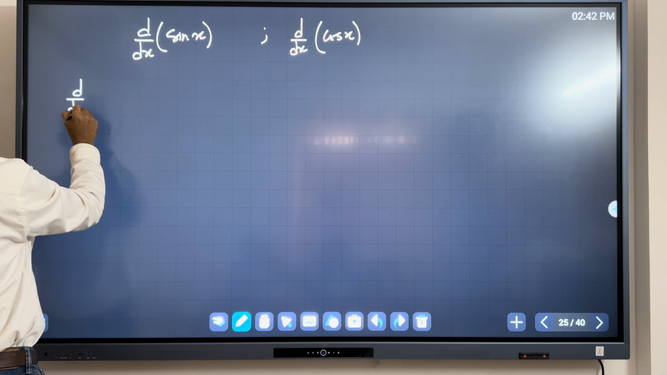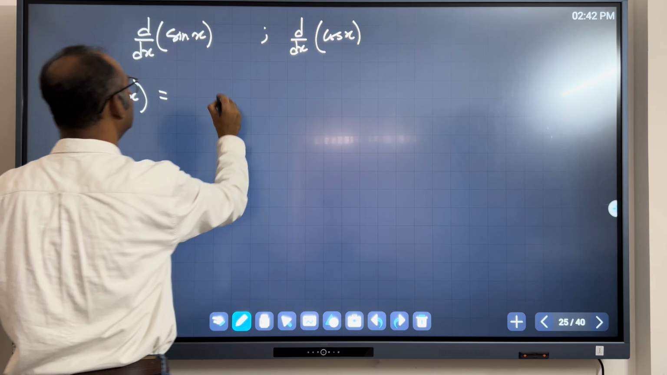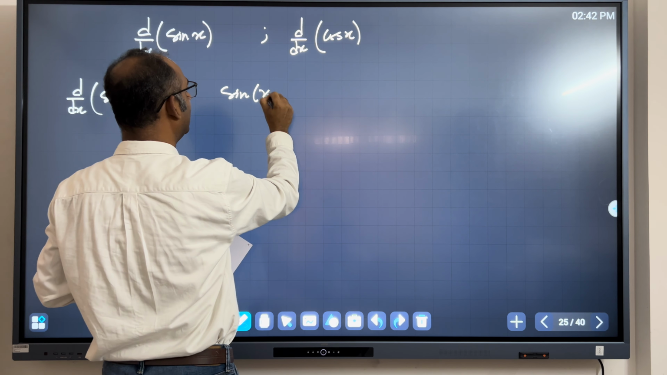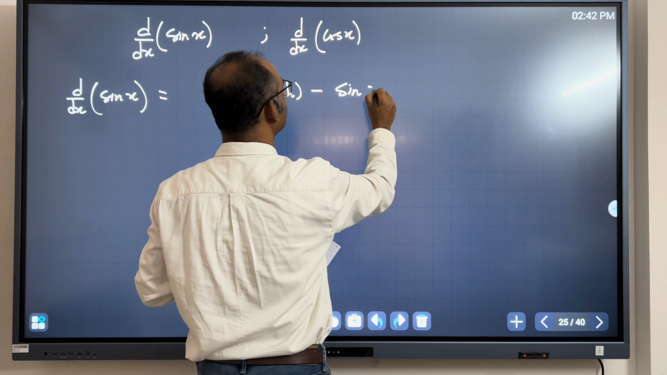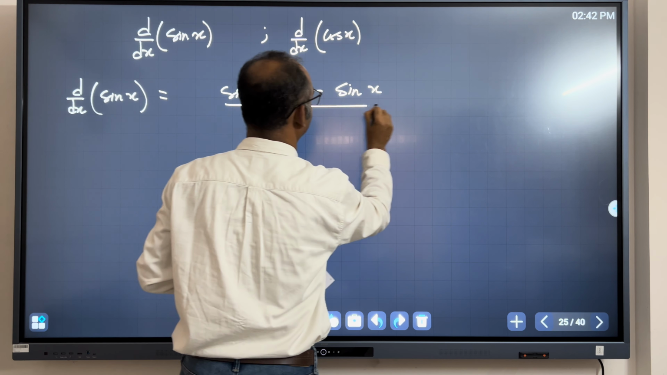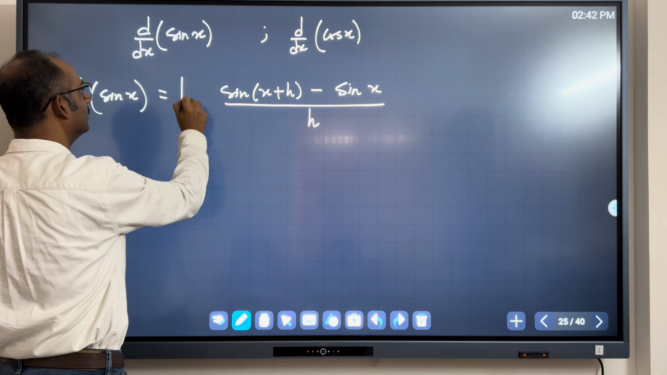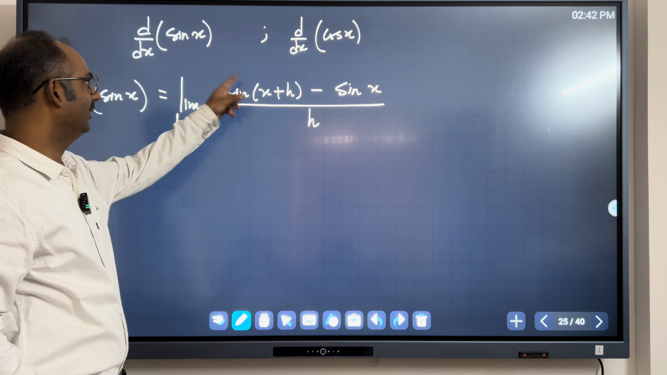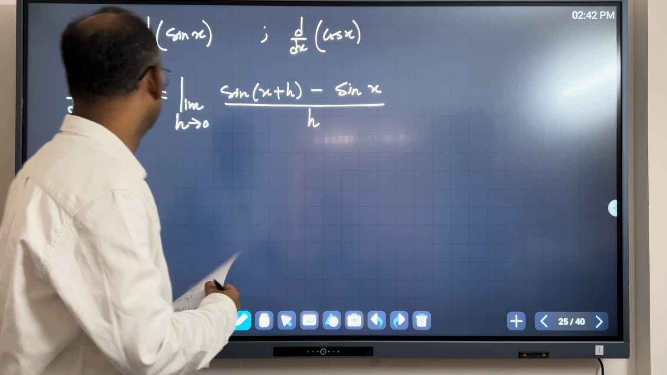So d over dx of sine of x is: take that function which is sine, evaluate at x plus h, then subtract from this sine x, and take the limit h going to 0. Okay. So instead of f, you have sine. You have specified the function.